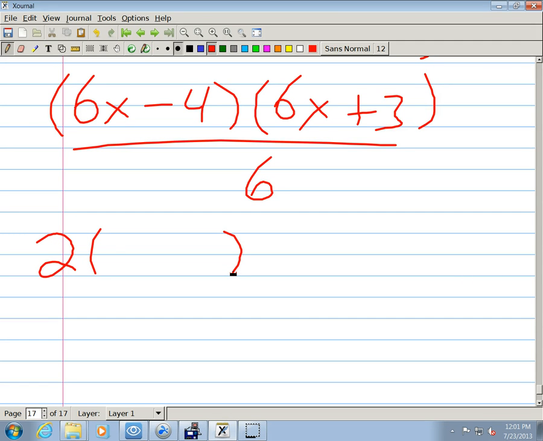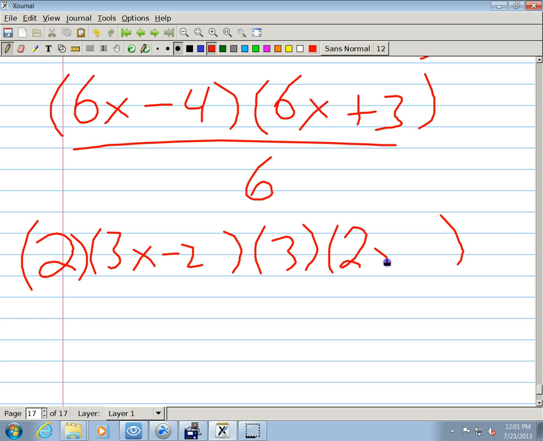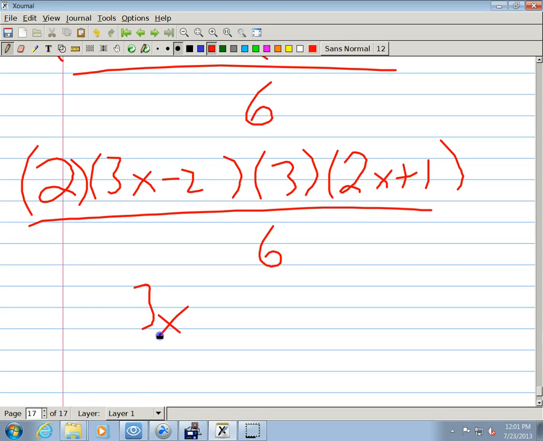So take it out. What's left? 2 into 6x minus 4 leaves 3x minus 2. Now factor out the 3 in the second factor, 6x plus 3, and you get 2x plus 1, all over 6. But the 2 that you factored out and the 3 that you factored out, what's that? 2 times 3 is 6, cancels the 6 in the denominator, and you end up with 3x minus 2 over 2x plus 1.